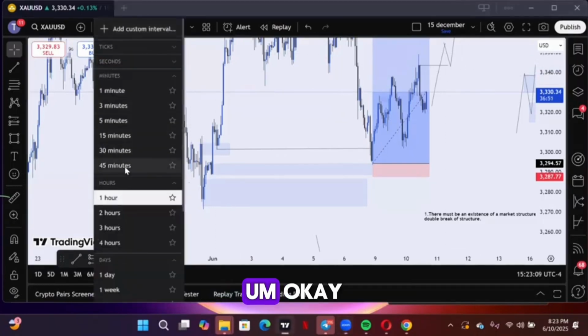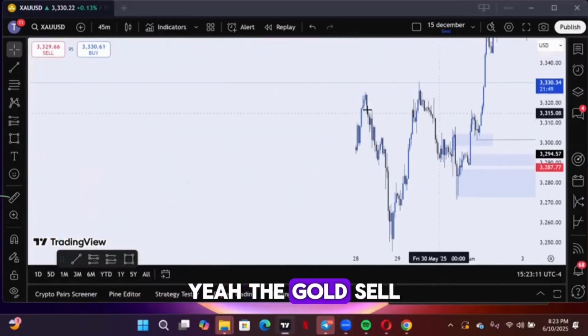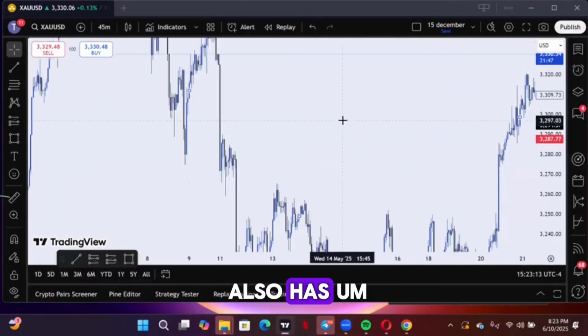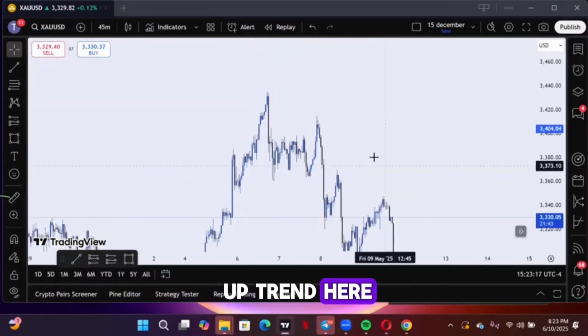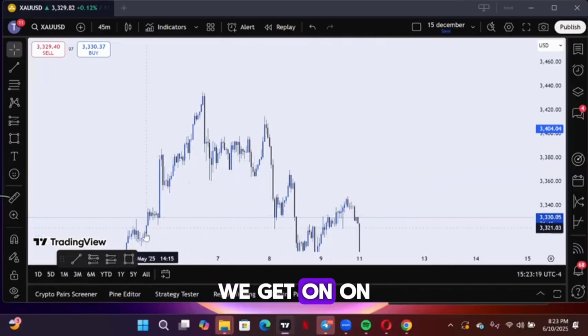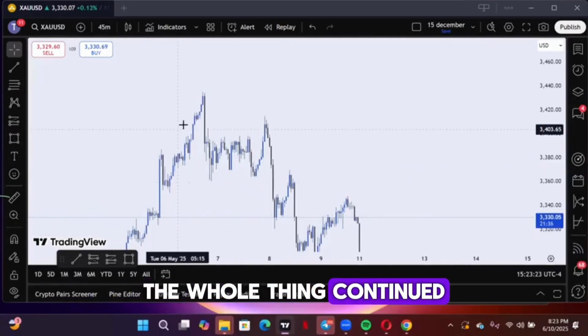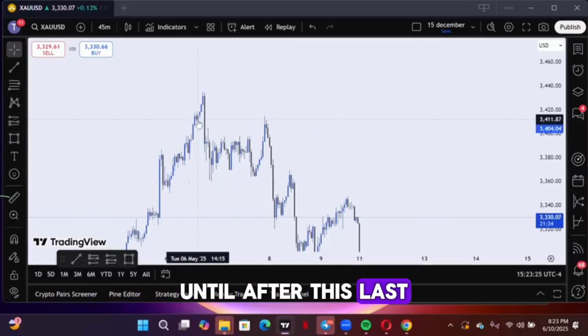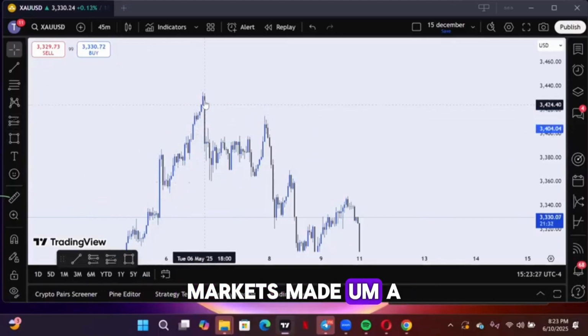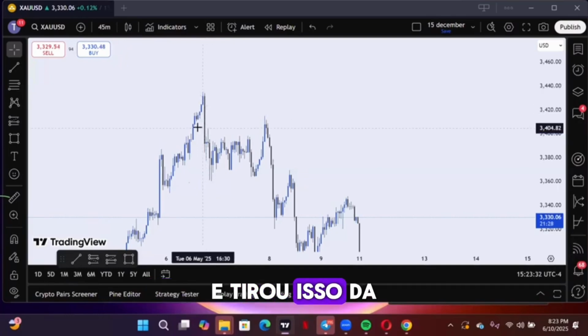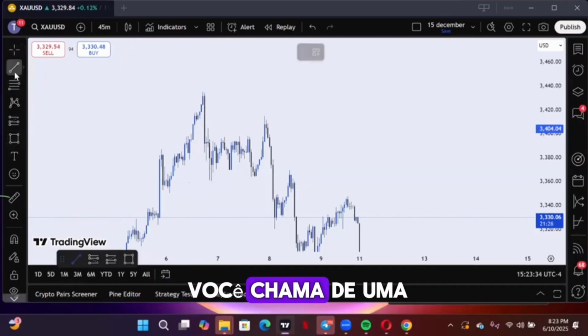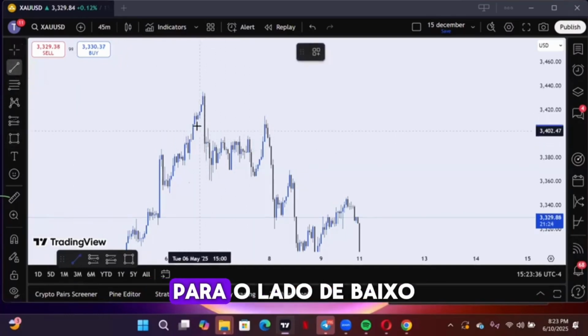For a sell scenario, the GJ, sorry, the gold sell that I took, also has a sell scenario. We have an uptrend here, so we kept an uptrend, higher highs, higher lows, higher highs, higher lows. The whole thing continued until after this last higher low, market made a higher high. Then instead of making another higher low here to push up, it took out this last low. So this is what you call a market structure shift to the downside.